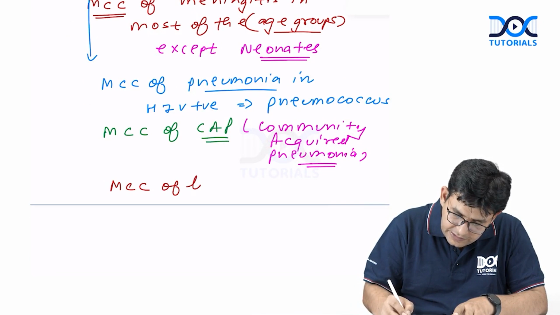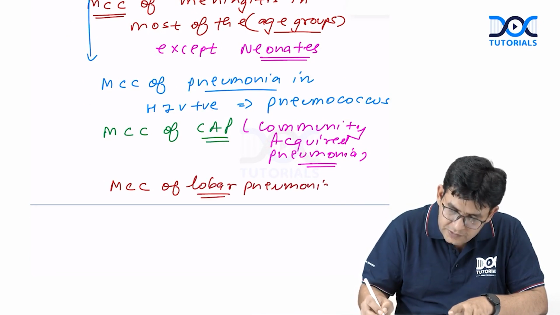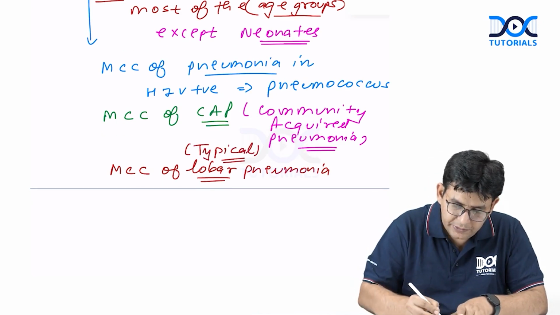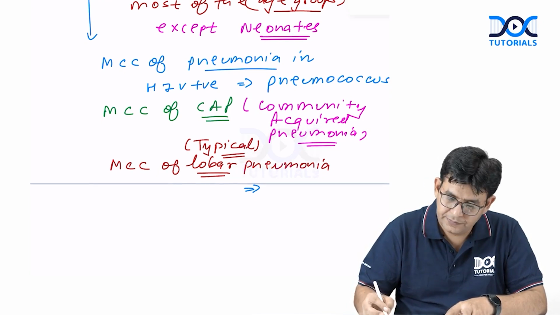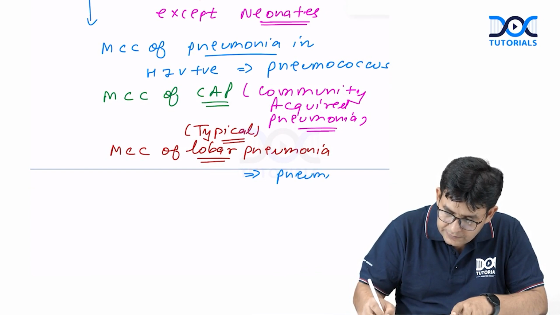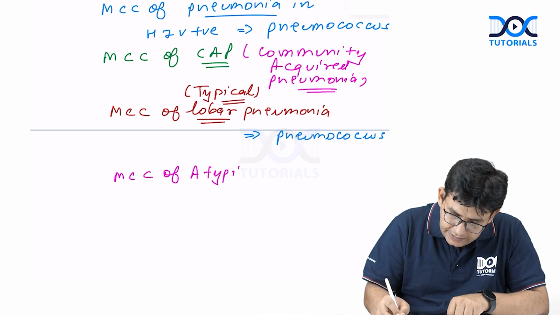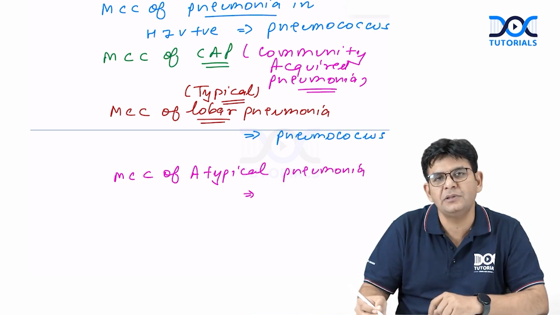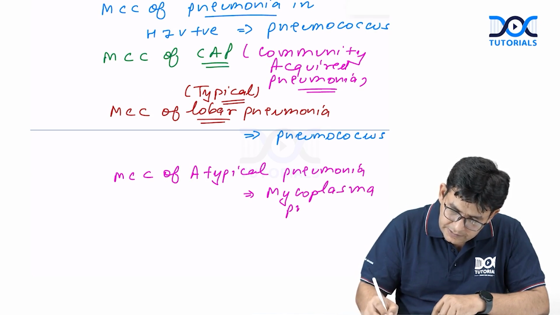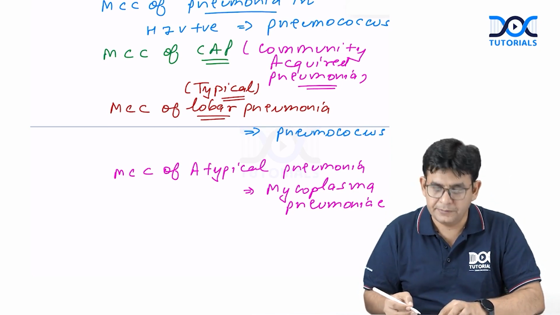If somebody asks you what is the most common cause of lobar pneumonia, in which lobes are involved, also termed as typical pneumonia, the answer is again pneumococcus. If somebody asks you the most common cause of atypical pneumonia, the answer is Mycoplasma pneumoniae, and the pneumonia caused by this is also termed as walking pneumonia.